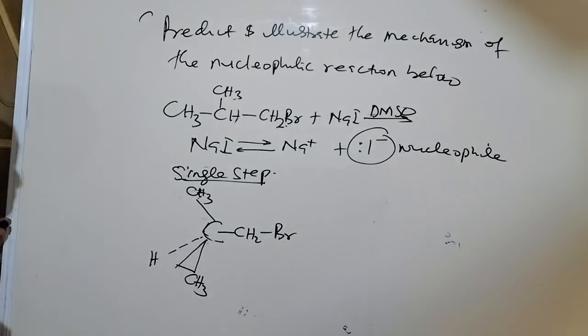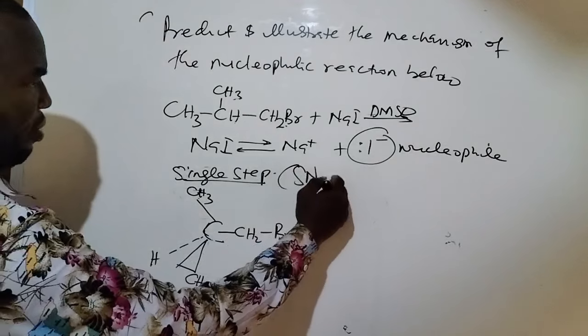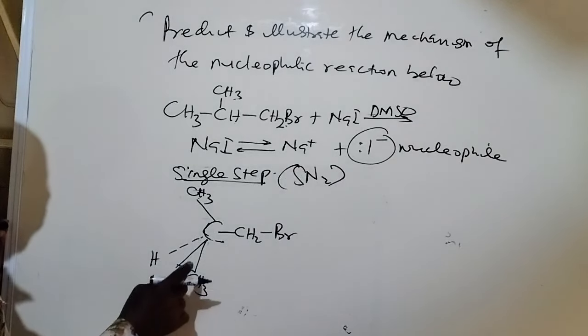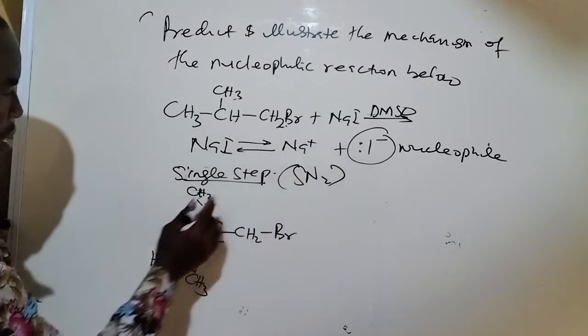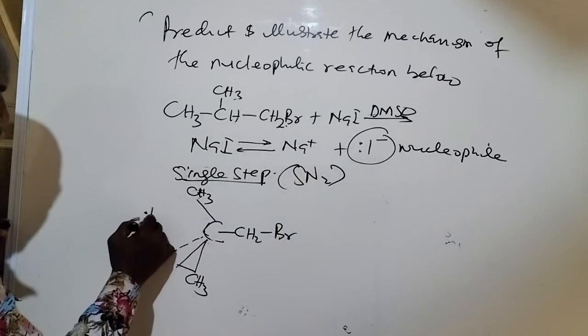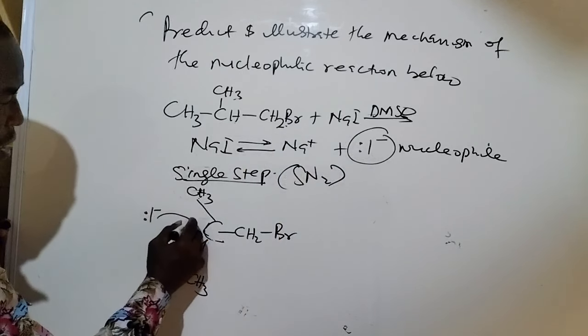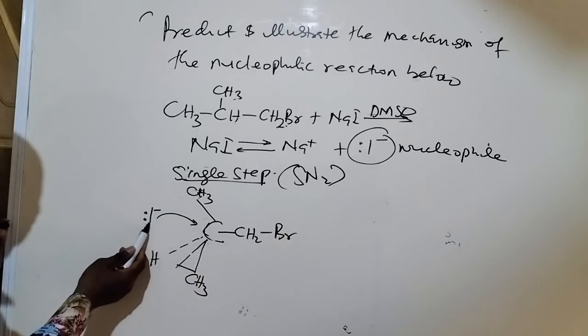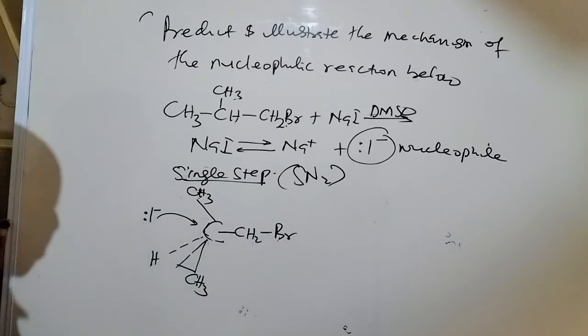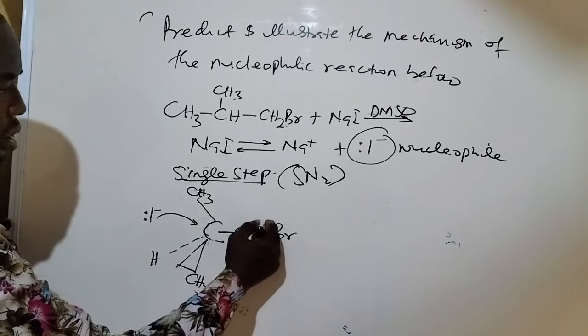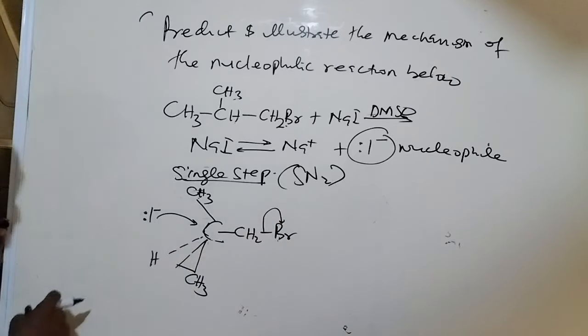Then remember that in the SN2 mechanism, the nucleophile will attack at the same time as the leaving group is going out. So we bring the nucleophile, the iodide ion, on this side to make a backside attack, because it has a similar charge as the leaving group. So it attacks from this side to minimize repulsion. This group leaves, while this one fits itself in.